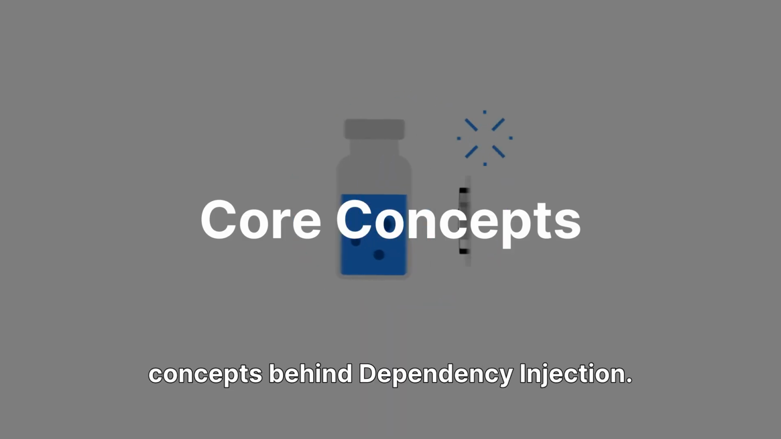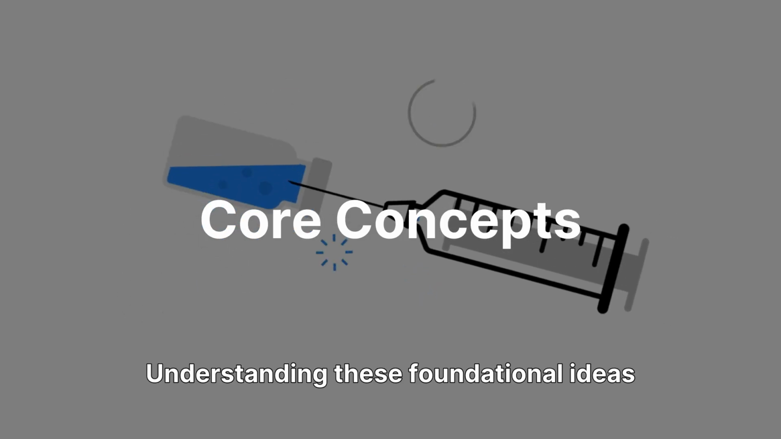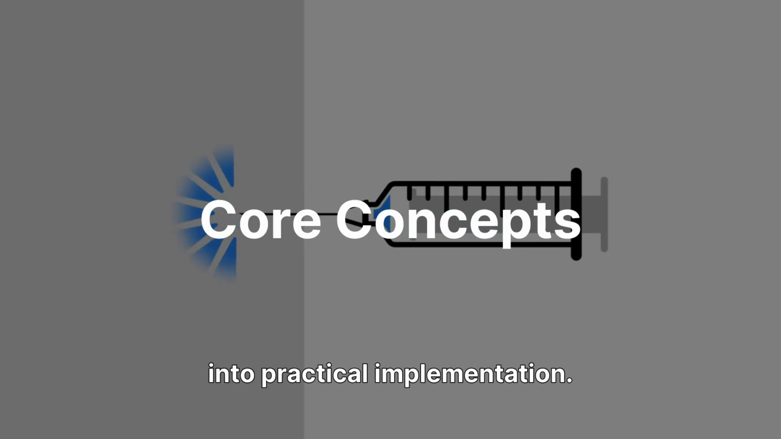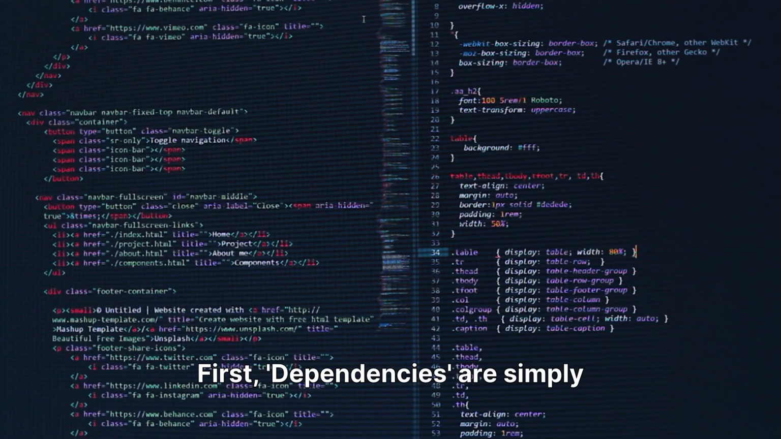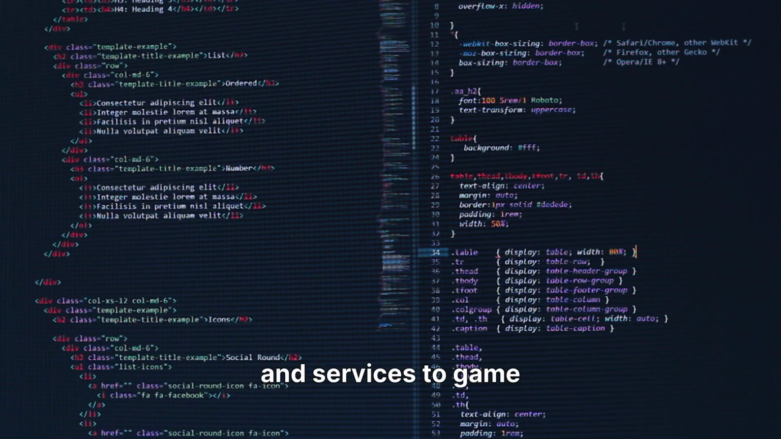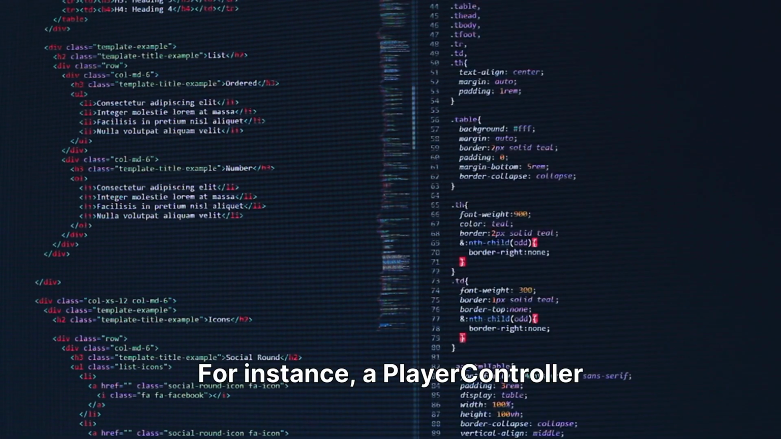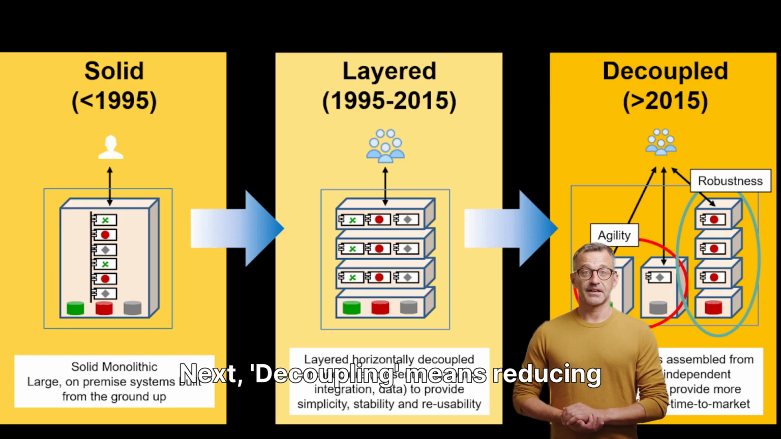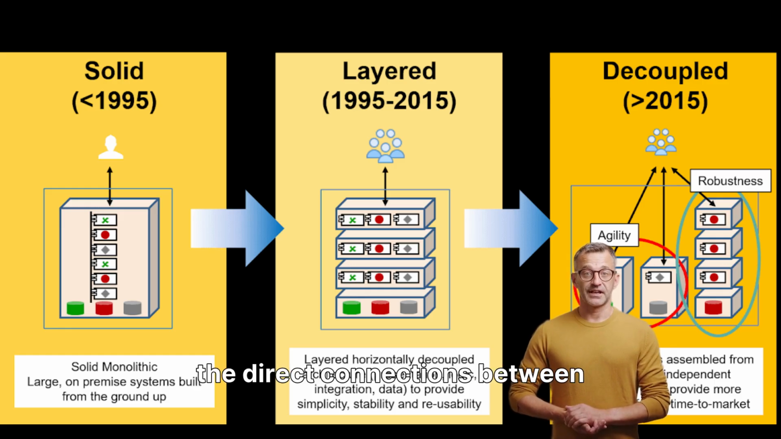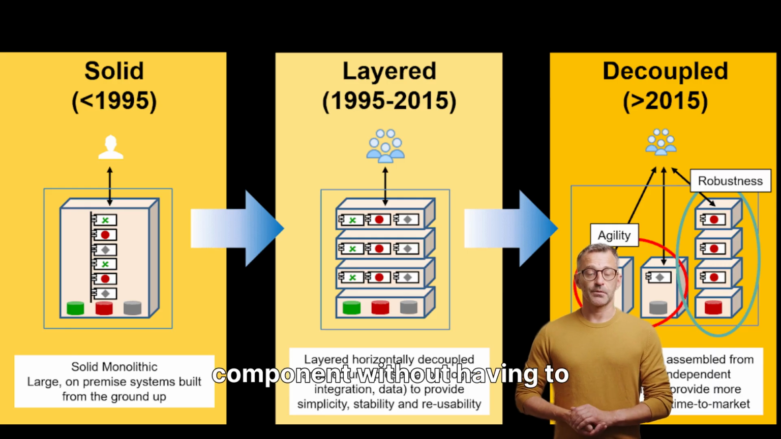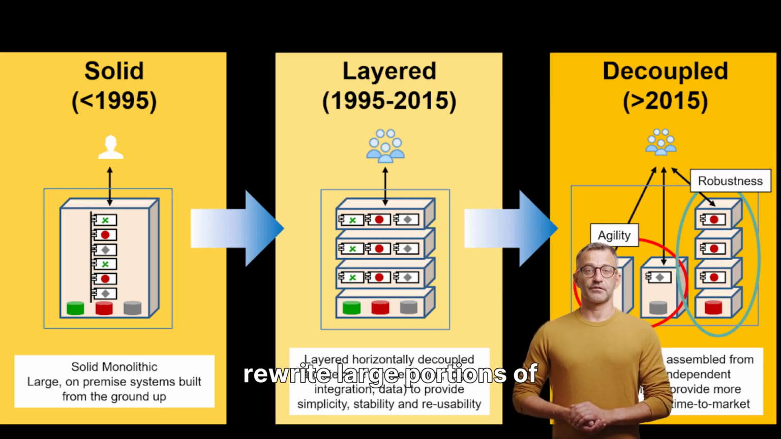Let's explore the core concepts behind dependency injection. Understanding these foundational ideas is crucial before diving into practical implementation. First, dependencies are simply objects that a class needs to function correctly, ranging from other scripts and services to game assets. For instance, a player controller might depend on an IWeapon interface or a game data manager service to operate. Next, decoupling means reducing the direct connections between classes to minimize the impact of changes in one component on others. This allows you to modify or replace a component without having to rewrite large portions of your codebase.